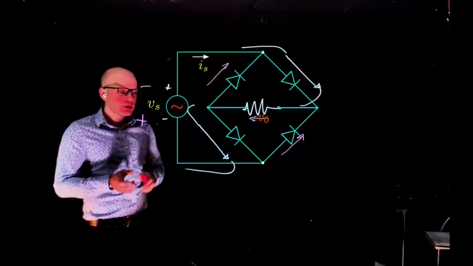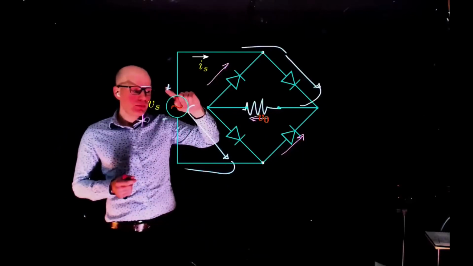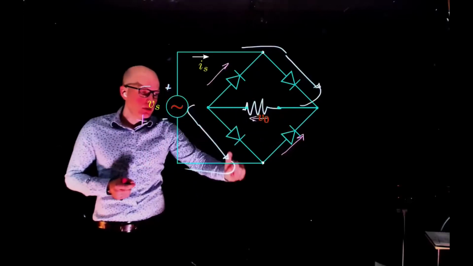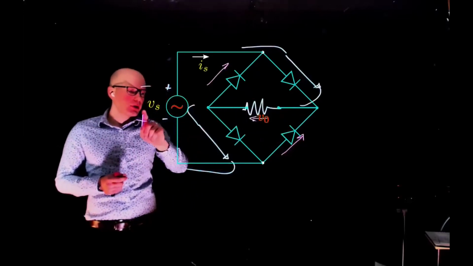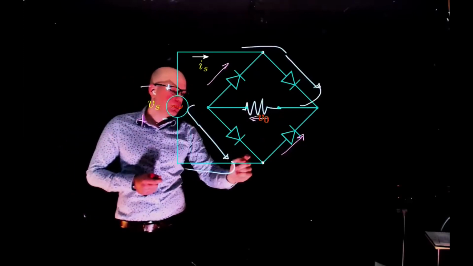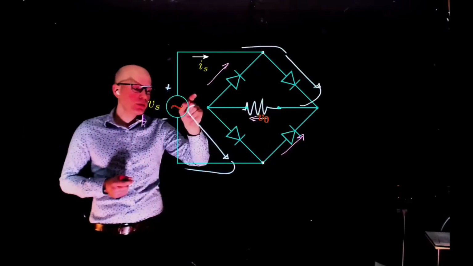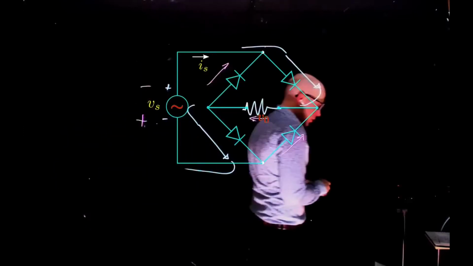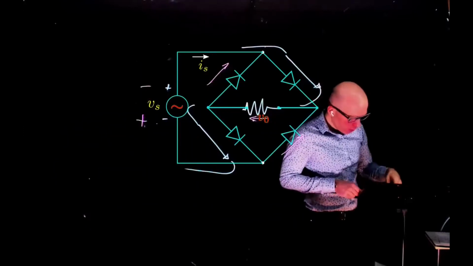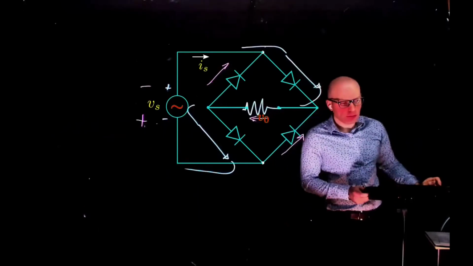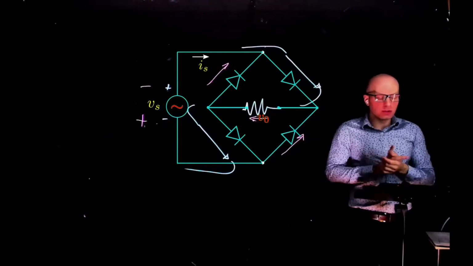So in the positive cycle, we go like that. In the negative cycle, current goes through here and back, and always through the load in the same direction. So this is what I call a full bridge rectifier. It doesn't use a transformer. It uses 4 diodes instead.